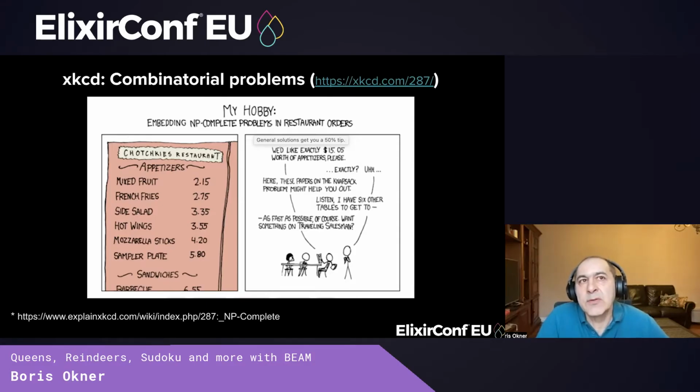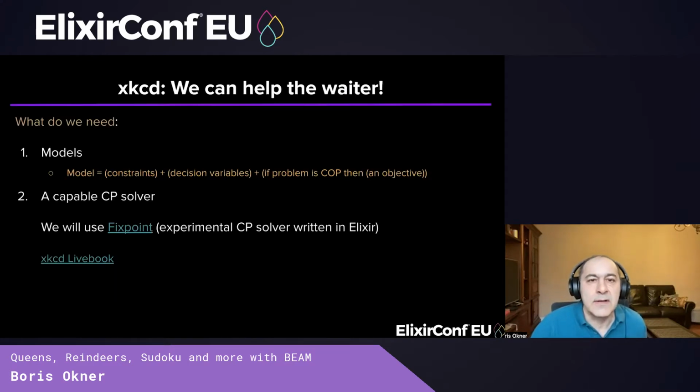And of course, it's a combinatorial problem for the waiter, and it's time consuming. So obviously the waiter is not happy about this because there are 6 more tables to serve. And the customer is trying to be helpful, but unfortunately, his suggestion requires solving another combinatorial problem. So we have 2 combinatorial problems in this story, and we want to help the waiter. And we will help the waiter using constraint programming.